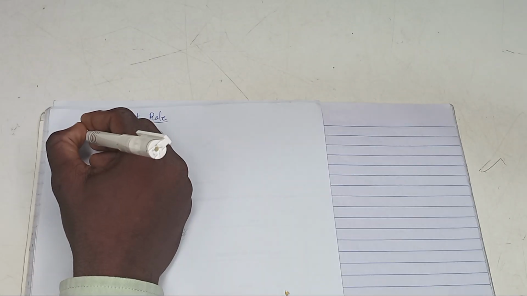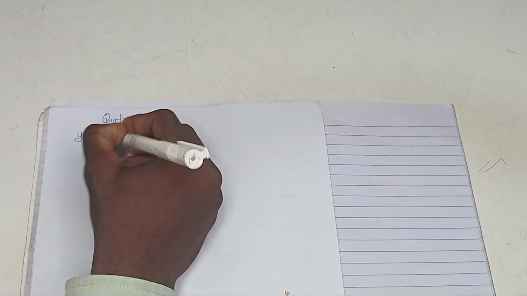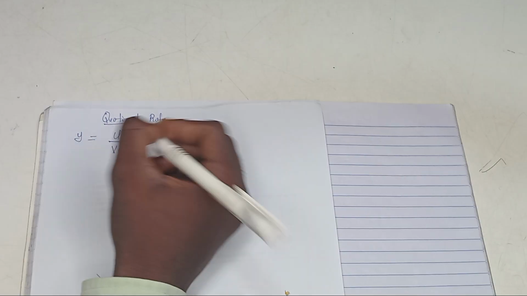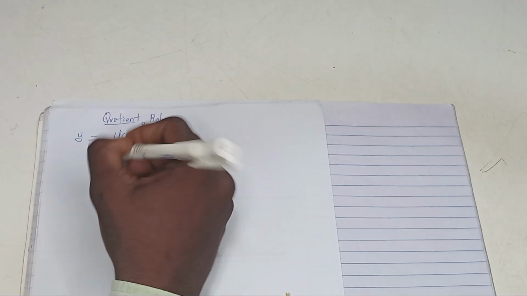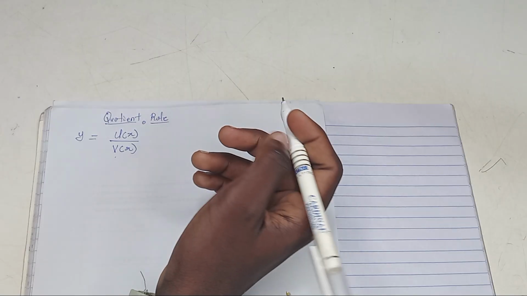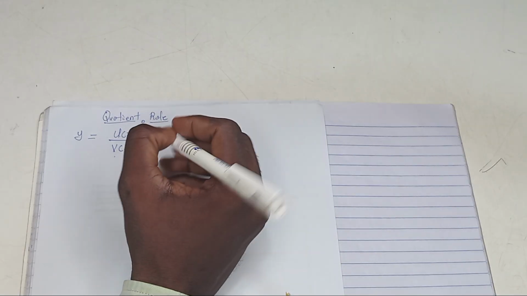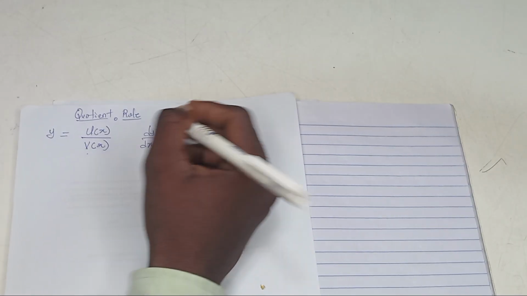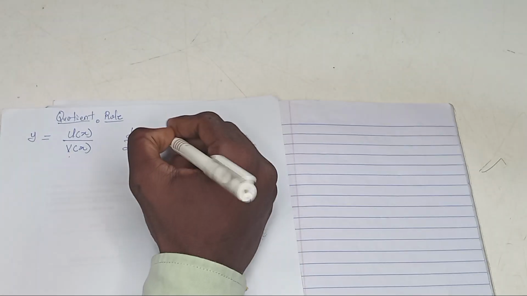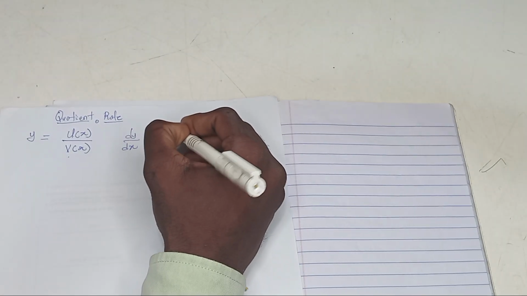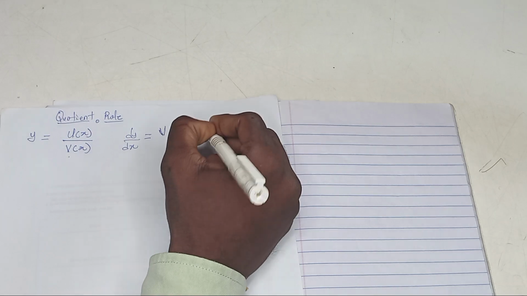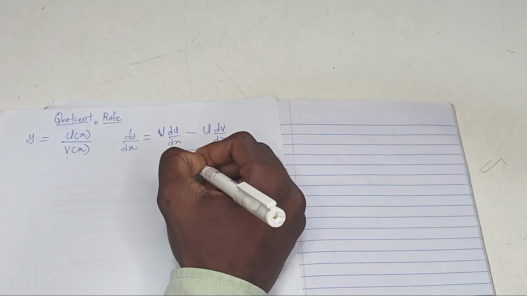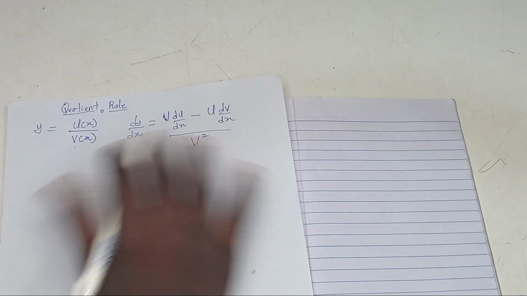If y is equal to two functions dividing each other, where the upper function is named u and the lower function, the denominator, is called v, then dy dx will be v multiplied by du dx, minus u dv dx, over v squared.